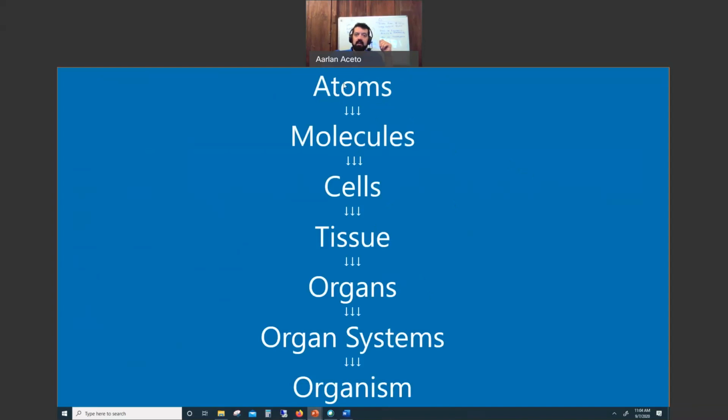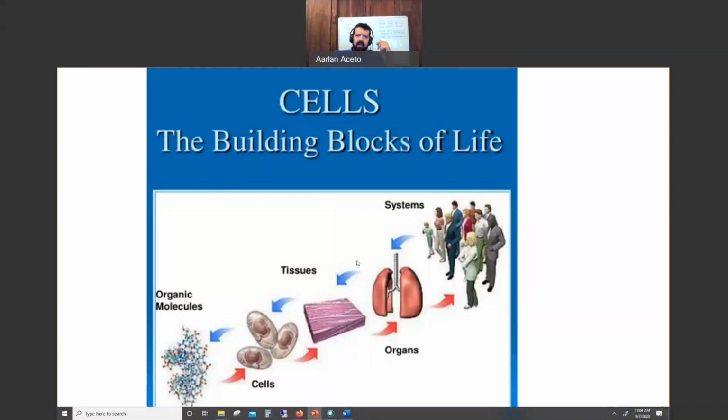So it's simplest, still very simple, slightly more complex, all the way down until it's you and I walking around. And again, organic molecules make up cells, cells make up tissues, tissues make up organs, organs make up actual people.